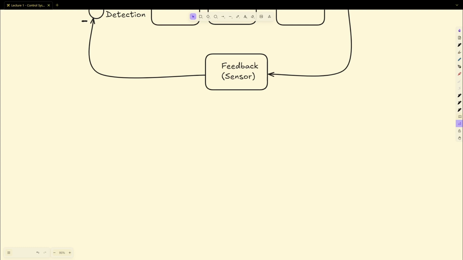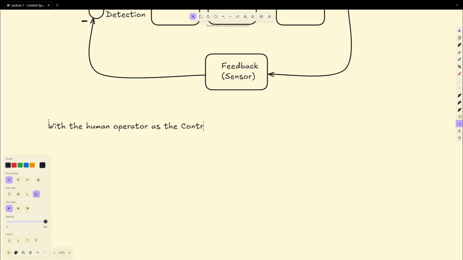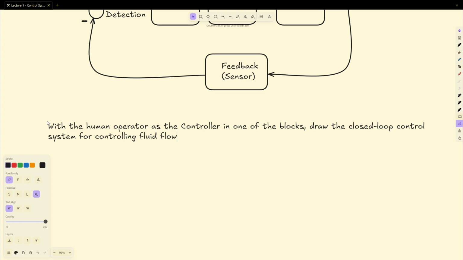Let's give an example of a human operator as the controller in one of the blocks. So this is the question. Draw the closed loop control system for controlling fluid flow, and I'll describe a picture to you as well.